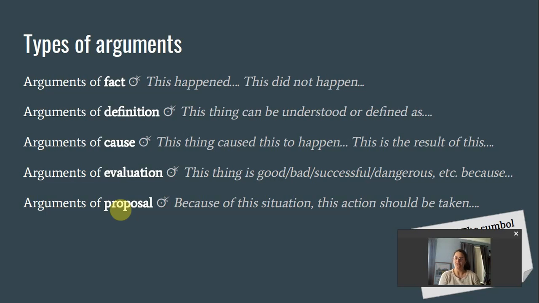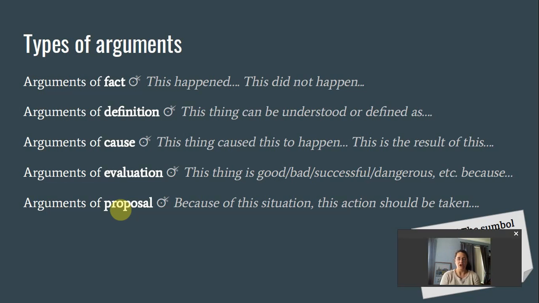Finally, arguments of proposal, as you might guess, argue what actions should be taken. For example, after all the research on college students and success, you have learned that access to textbooks is a huge factor in student success, and so you advocate for making textbooks free. Knowing which type of argument you might do is really helpful because it demonstrates the purpose of your argument and the types of relationships between the various points you need to make.